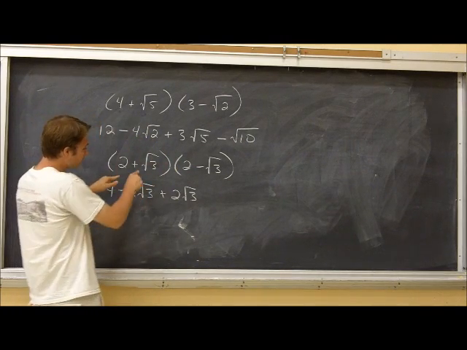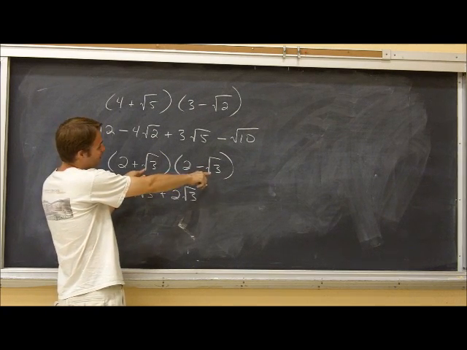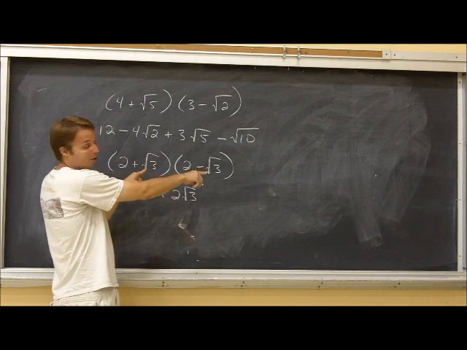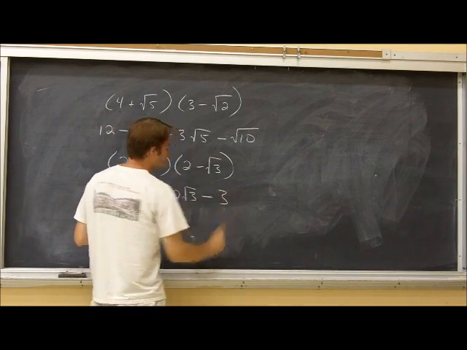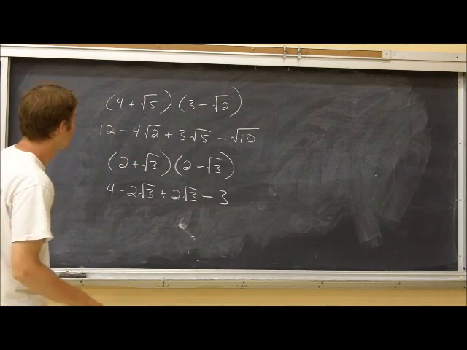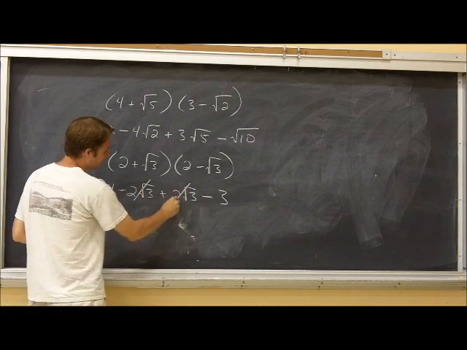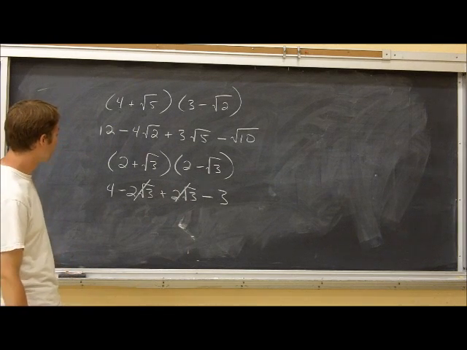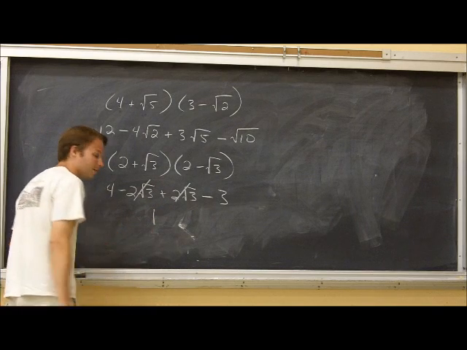So in this case, you'll see that if you multiply two square roots, and they have the exact same number underneath, they'll actually end up canceling each other out. So this will actually just turn into minus 3, or minus the square root of 3 squared. And then the last thing you'll see here is that this will actually cancel out, right? Negative 2 root 3 plus 2 root 3. And then I'm just left with 4 minus 3, so I'm left with 1.